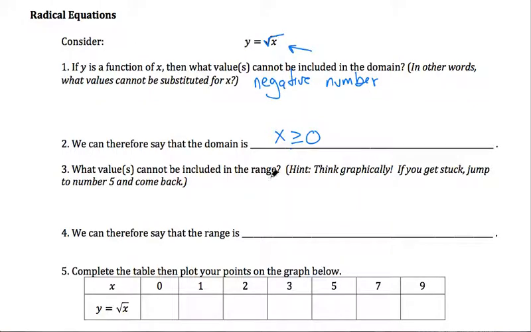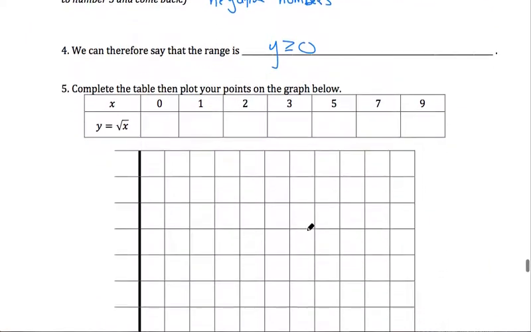What values could be in the range? If this is too much to think about, you can go ahead and graph it, and it'll help reveal that. But if you think about taking the square roots of positive numbers, we're going to get positive numbers back. So again, we can't have what cannot be in there? Negative numbers again. So our range is going to be y is greater than or equal to 0. So let's go ahead and take a look at what this graph is going to look like.